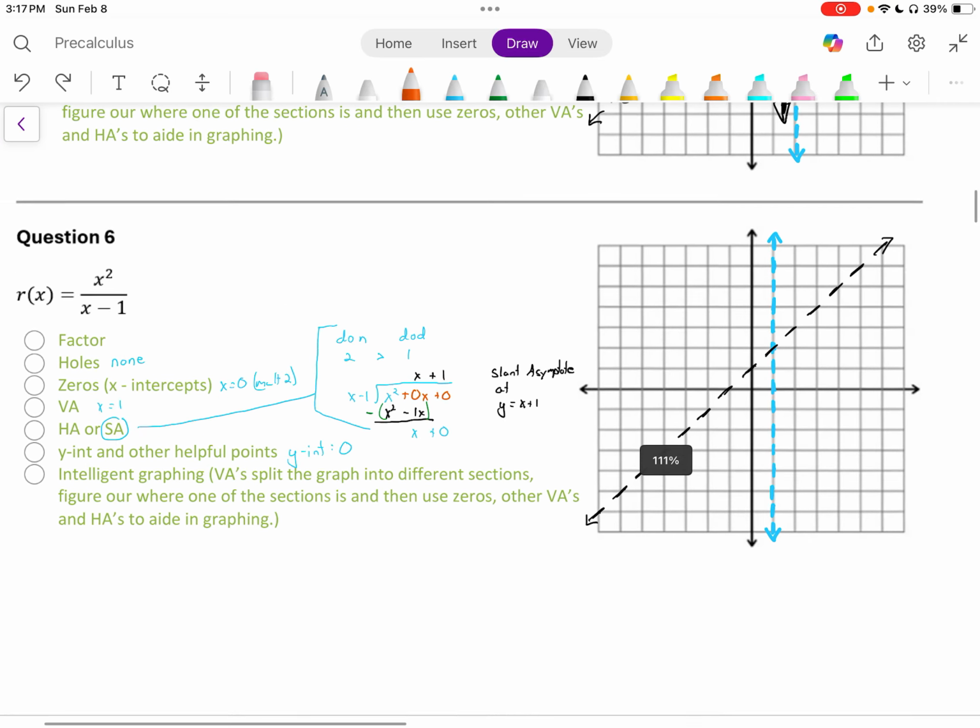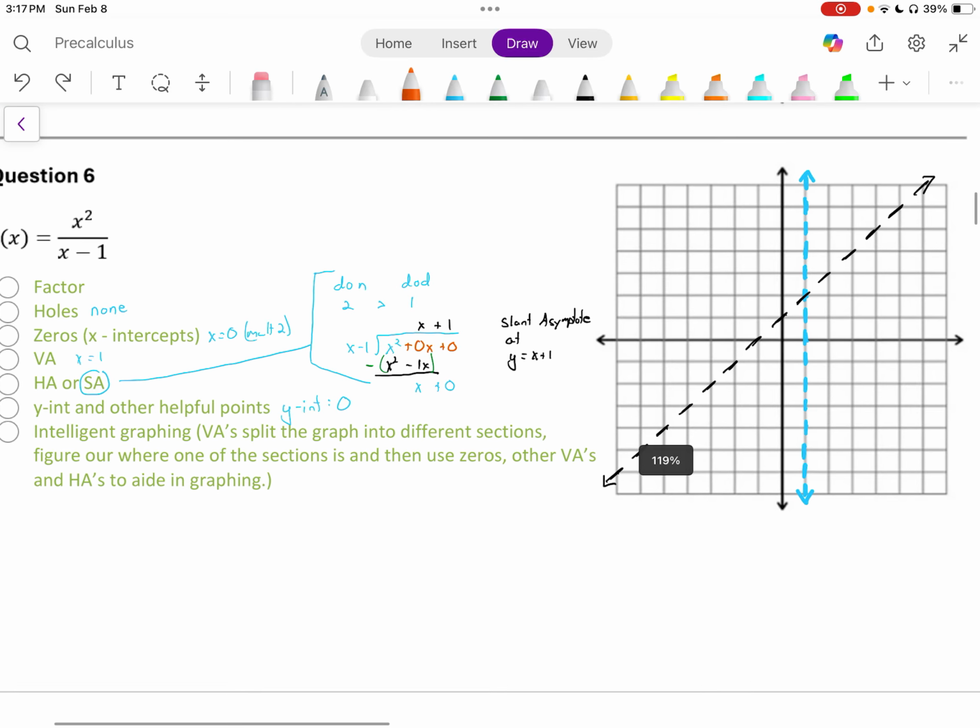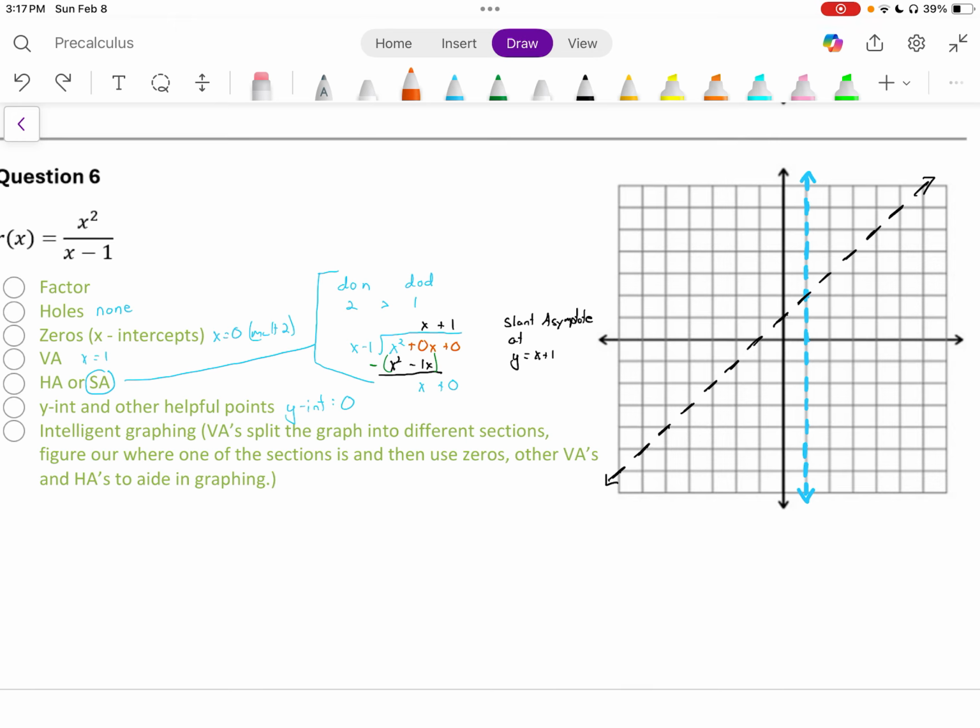And the last one for our first assignment here, question 6, there was no factoring we could do. Nothing cancels, so there's no holes. Zeros come from what makes the numerator 0, so that's 0, and it is multiplicity 2. So let's go ahead and put at 0, we'll put an x. That reminds us it's multiplicity 2, so we'll bounce. Vertical asymptote is at x equals 1 because it's what makes the denominator equal 0. So we have a vertical asymptote at x equals 1.